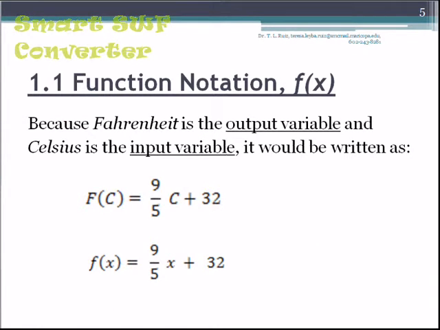Using function notation f of x, because Fahrenheit is the output variable and Celsius is the input variable, we can rewrite using function notation as f of c equals 9/5 times c plus 32. Make a note of this notation. The input variable is on the inside of the parentheses and the output variable is on the outside. Also notice that the input variable c is the variable that must be used in the formula. We could also use standard function notation f of x, and we would say f of x equals 9/5 times x plus 32. Notice that we can't mix the two. I can't say f of x equals 9/5 times c plus 32 because that's not the variable that's inside the parentheses.